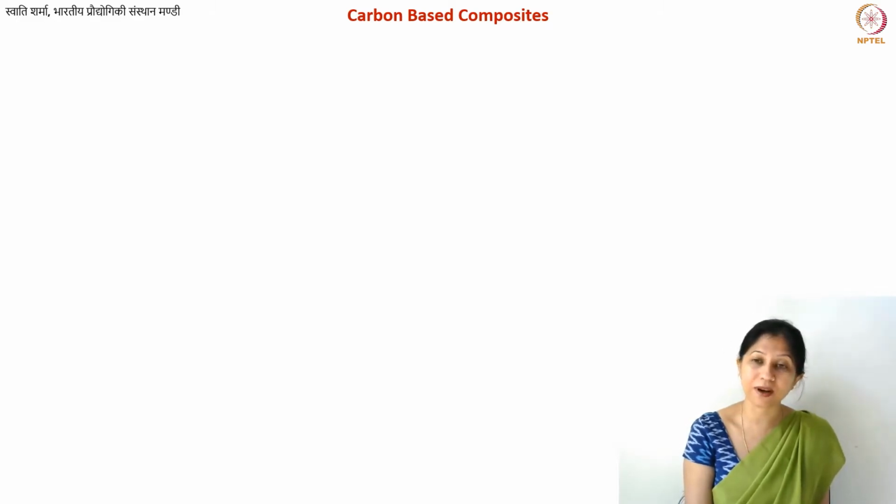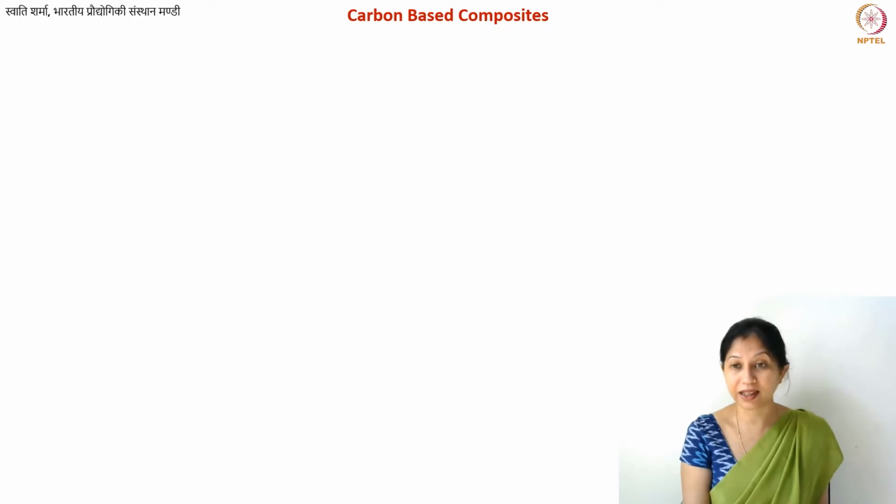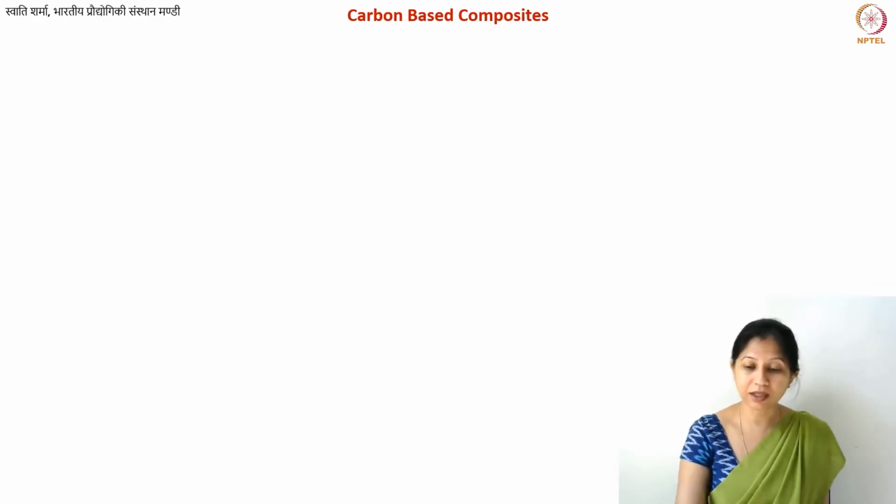They are used for a number of applications because they are lightweight, they are strong, and they offer interesting deformation properties. They also can offer certain electrical properties. So because of all of these properties, they are also replacing metals for some of the traditional applications. So let us talk about carbon-based composites.